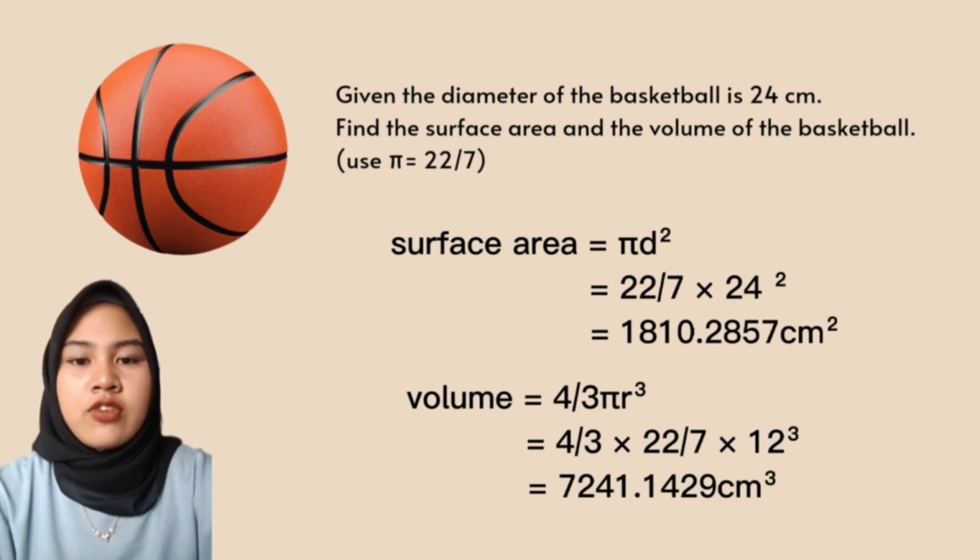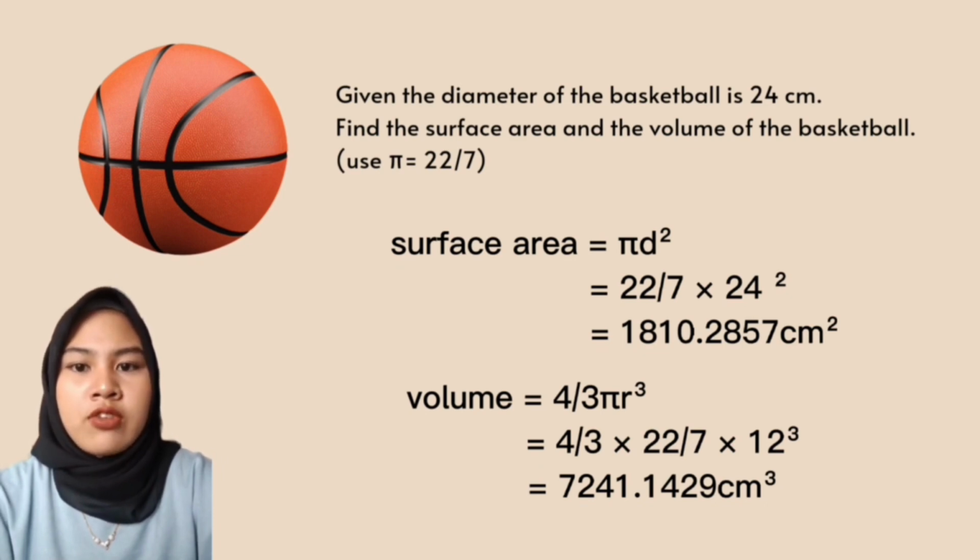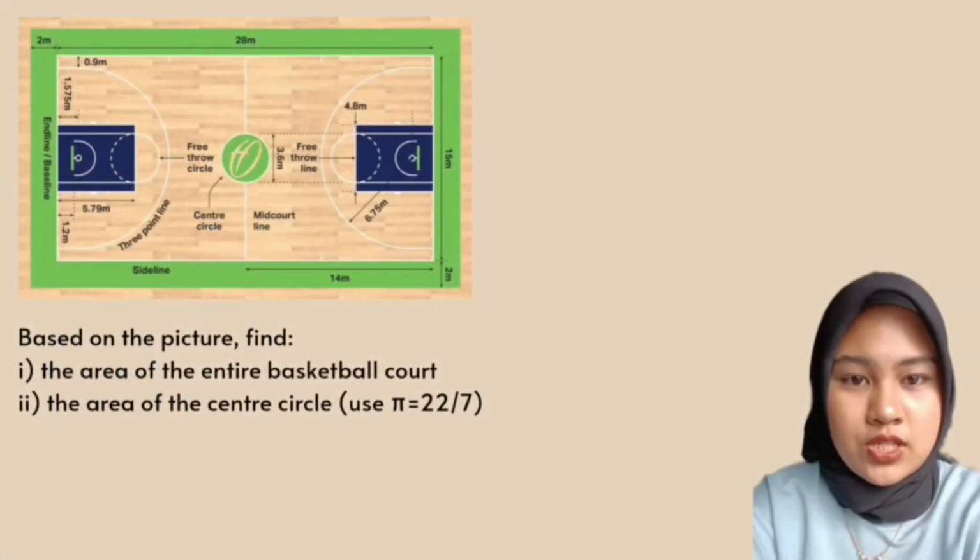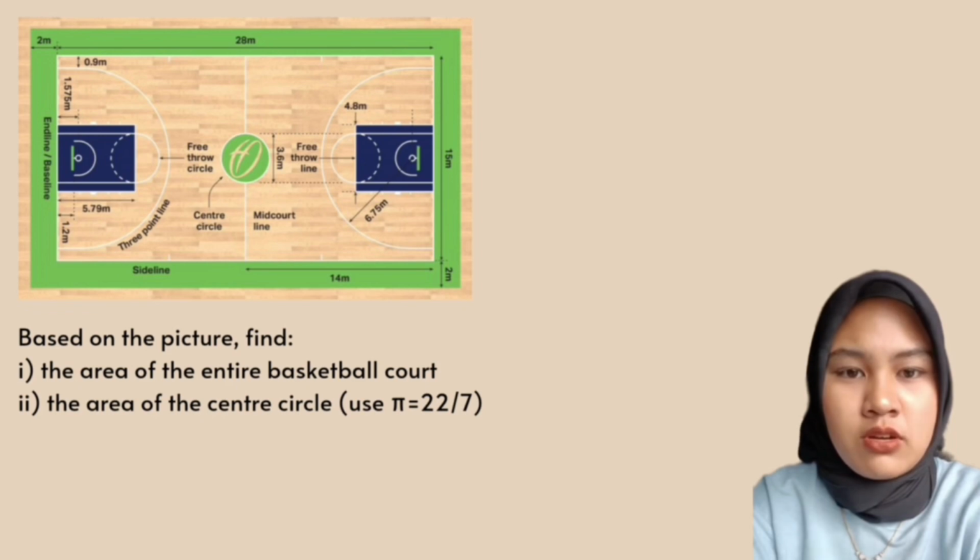To find the volume, we can use the formula 4/3 pi radius cubed. The radius of the basketball is 12 cm. So, the calculation will be 4/3 multiplied by 22/7 multiplied by 12 cubed. The answer is 7,241.1429 cm cubed.